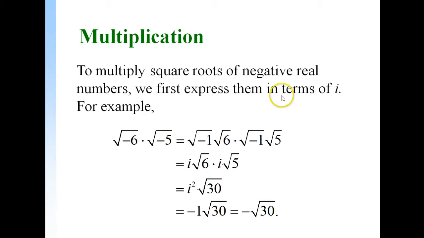Now when we multiply, we have a problem. It says to multiply the square root of negative numbers, we first express them in terms of i. For example, negative 6 and a negative 5 becomes a negative 1 times negative 6, negative 1 times 5. So this is going to be i, the square root of 6, i, the square root of 5. So now we multiply the i's, and we get i squared. And the 6 times 5, we get the 30.